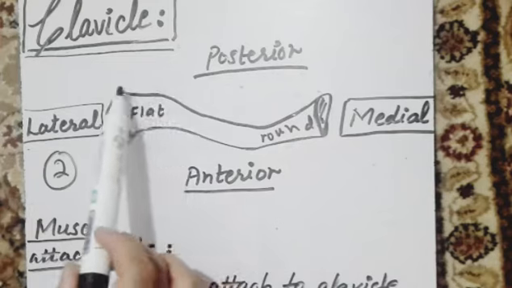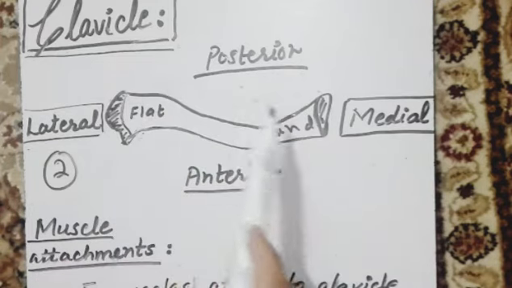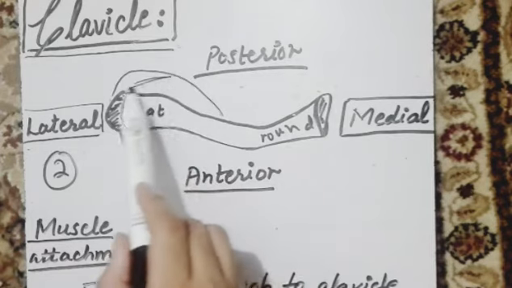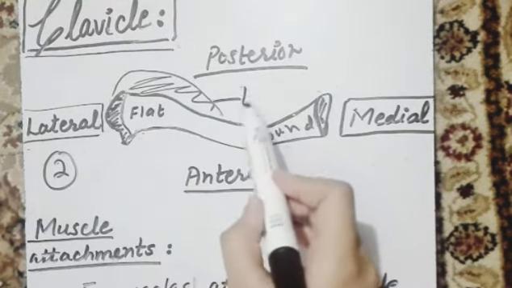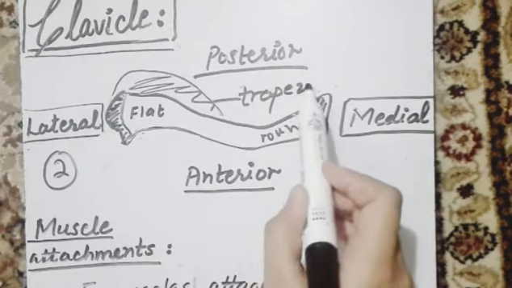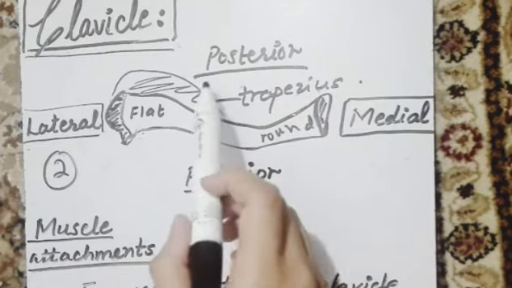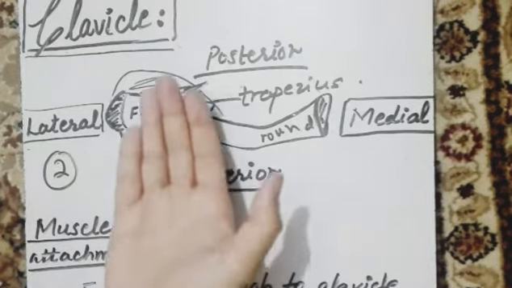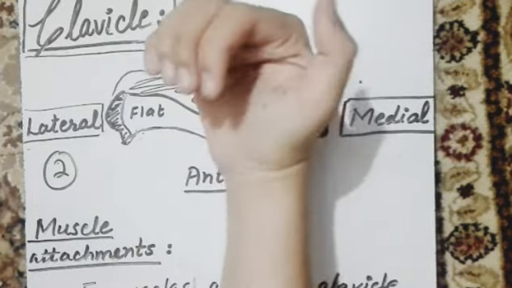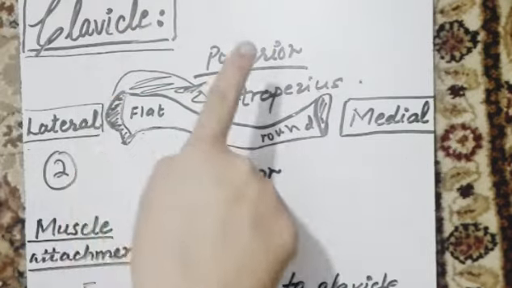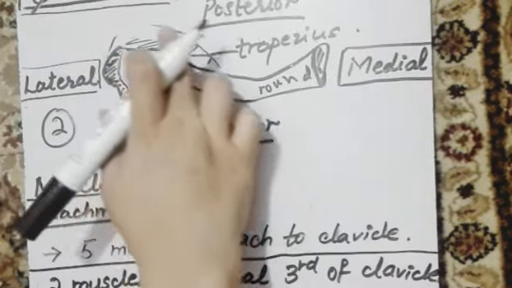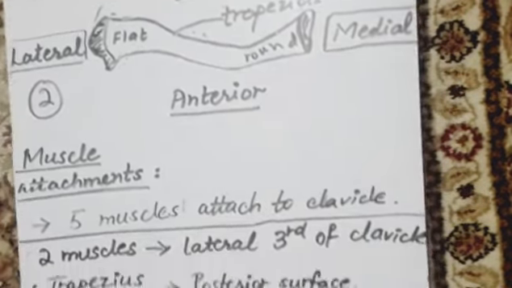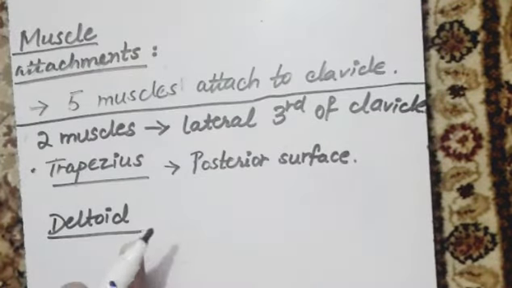It's around here on the back side of the bone and attaches somewhere on the posterior lateral side. Here, this is the trapezius muscle. Just remember, trapezius stands for P, and it comes from the back side like this. So this is the trapezius muscle on the posterior surface.